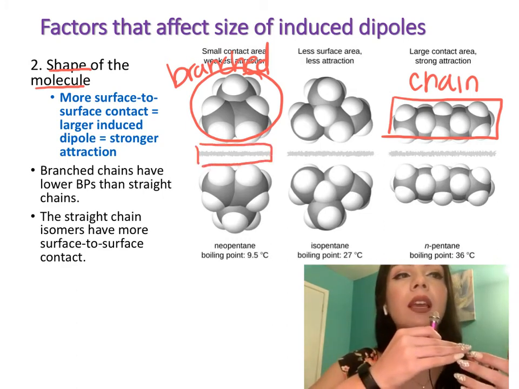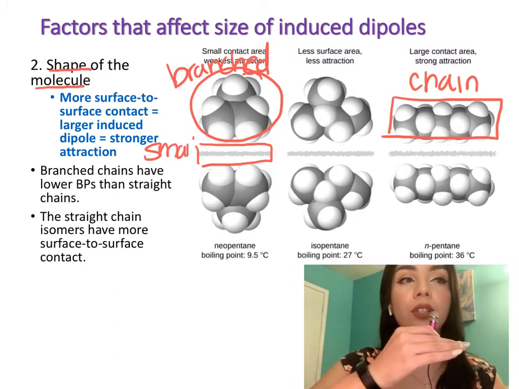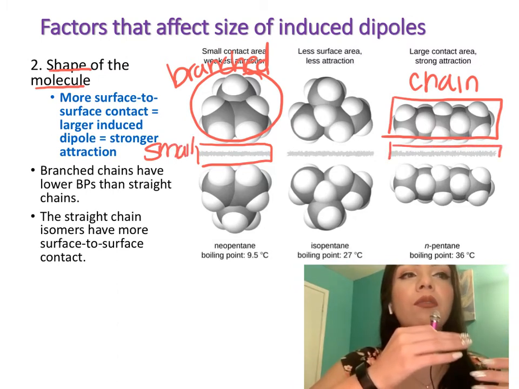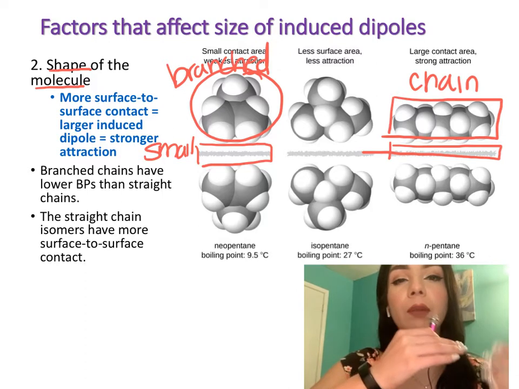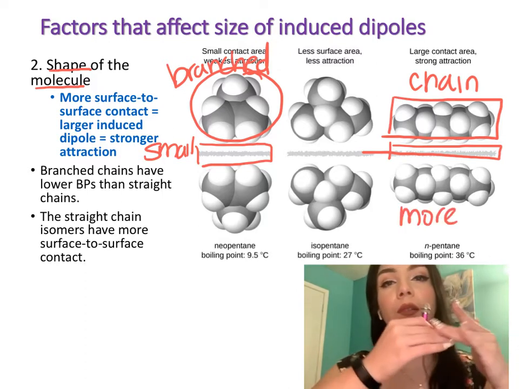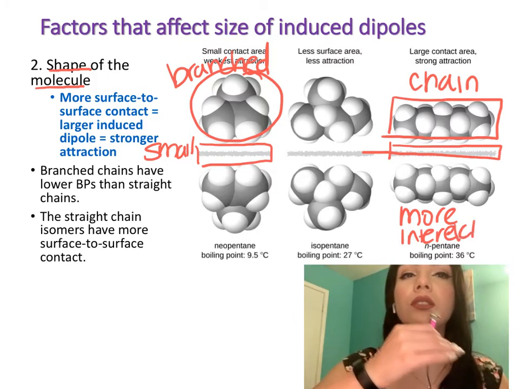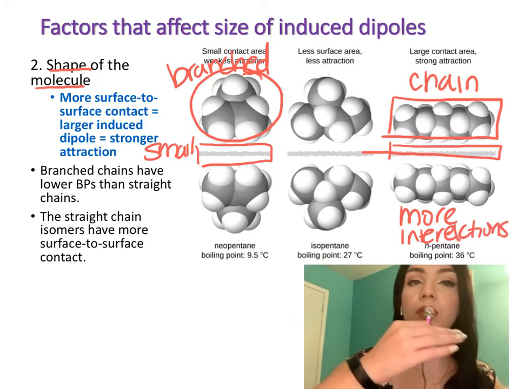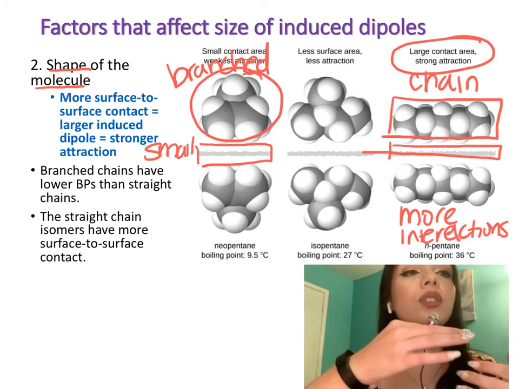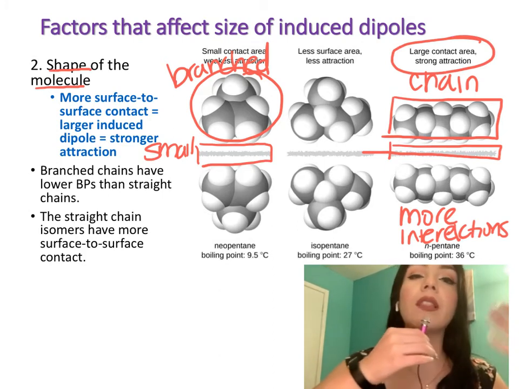Now, versus a very long chain version of a molecule, you will have more possibilities for them to interact, for them to kind of bump into each other and form those induced dipoles. So the more surface to surface contact, then the larger the induced dipole, the stronger the attraction. So then the higher the boiling point.